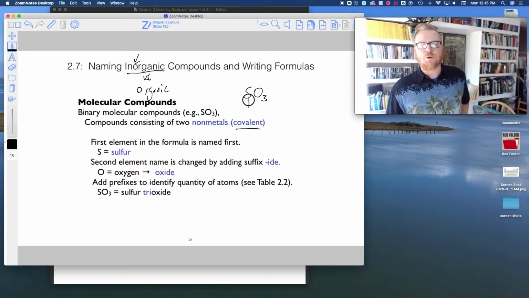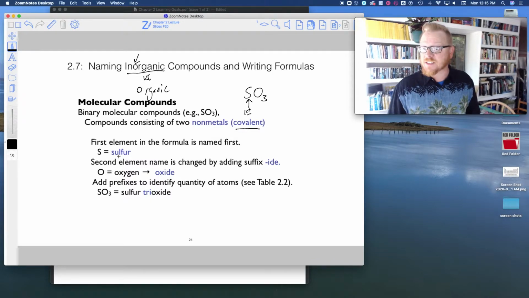And the first thing we do, we look at the very first element, okay? And we just name it as is, sulfur. Easy. Just read it right off the periodic table, sulfur. The second element name is changed by adding the suffix "ide." So for example, we note the second element is oxygen. Oxygen will become oxide.